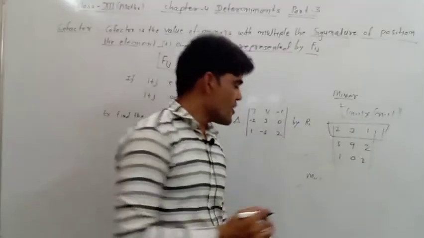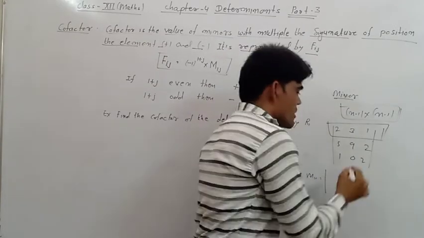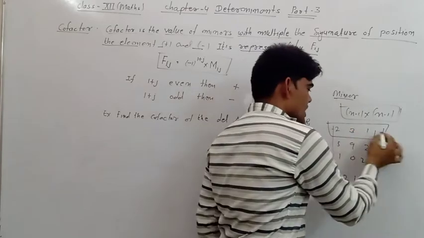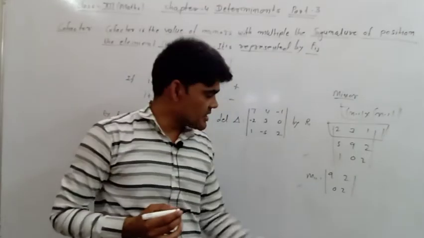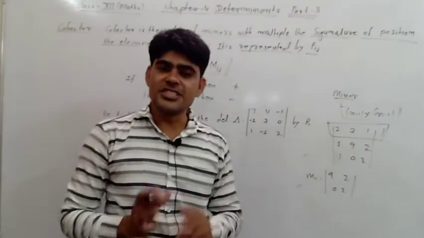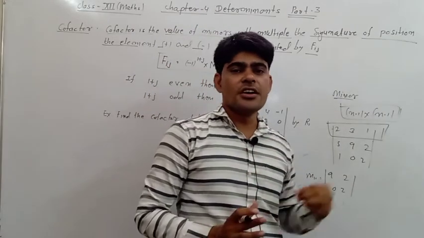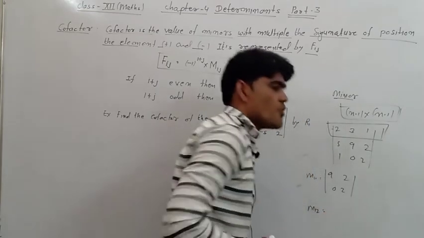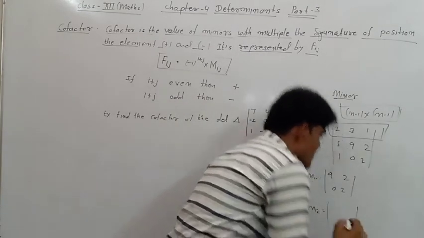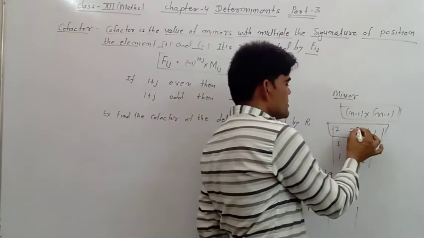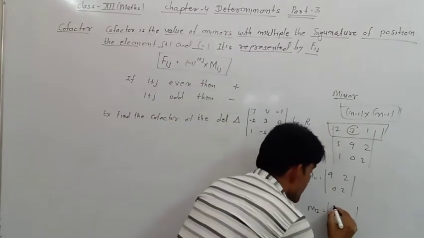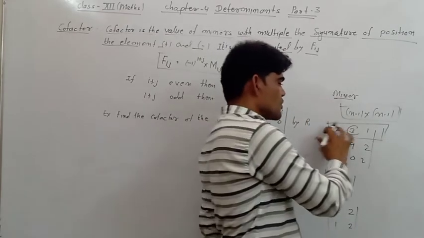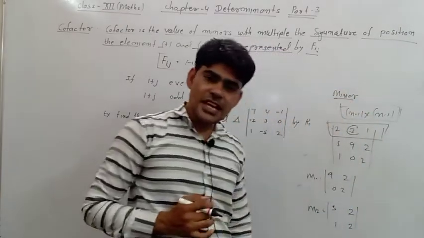M11. M11 equals 9, 2, 0, 2. This row is shaded and this column is shaded. Then this is the minor, the subdeterminant of the given determinant. Similarly we find M12. M12 is the minor with respect to element 3. Then we get 5, 1, 2, 2. This row is shaded and this column is shaded.